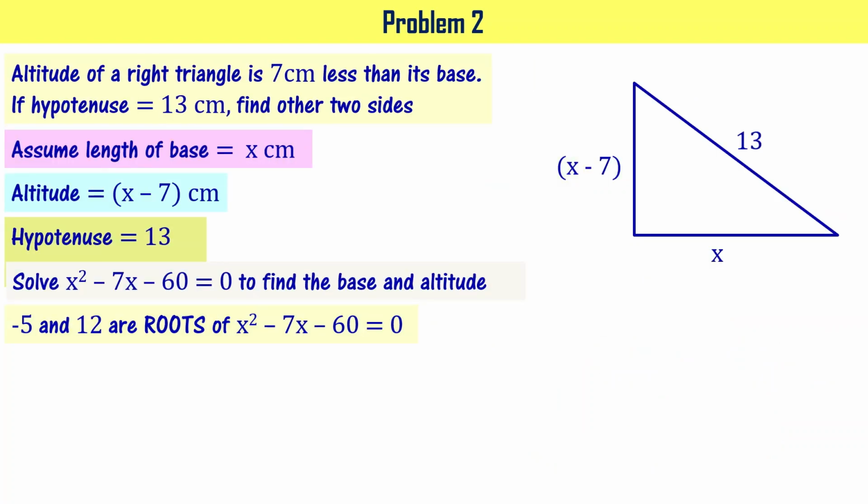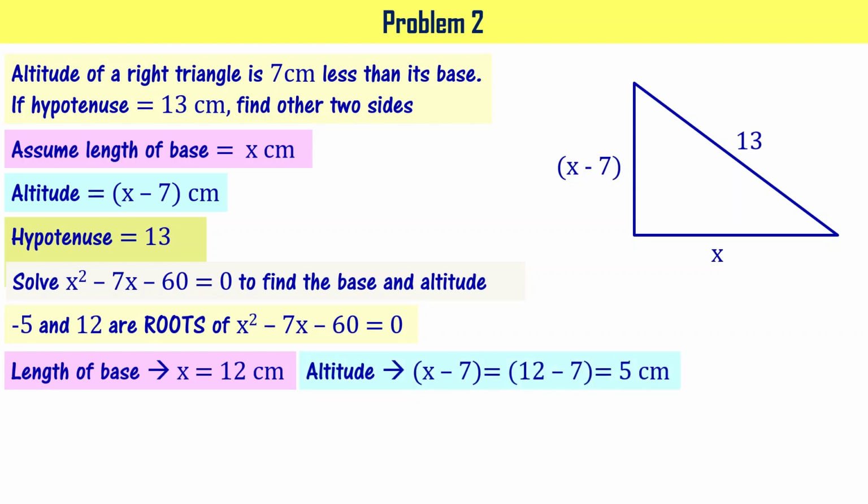Out of the two roots, you cannot take minus 5 as the value of x, because the length of the base of a right triangle cannot be a negative number. So we have to take 12 as x. So the length of the base equal to 12 centimeters. It means the altitude is going to be 12 minus 7, that is equal to 5 centimeters. This is what we are asked to find, right?